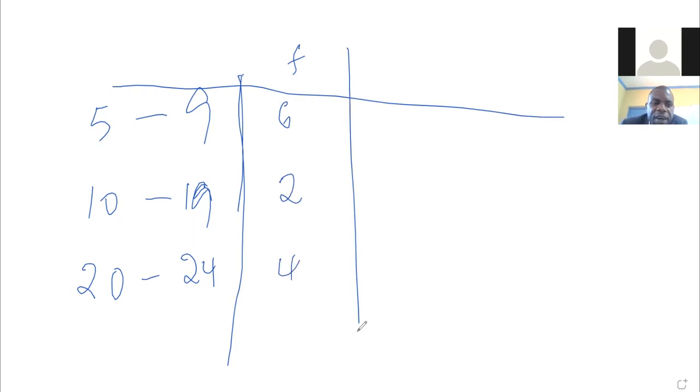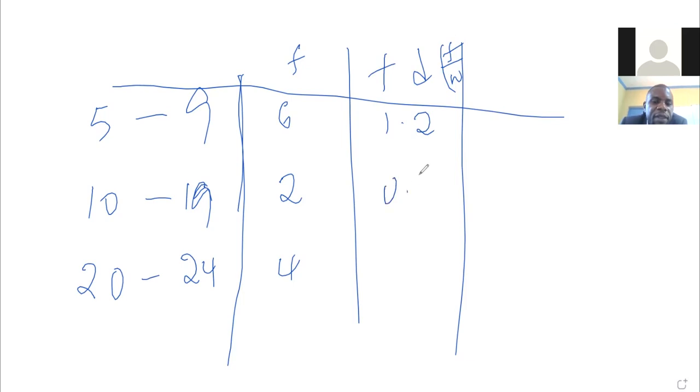So if you look at the class width of the first class, is it 4 or 5? It is 5. Then 10 to 19 is 10, and 20 to 24 is 5. So if I was to do a histogram in that case, I cannot plot the frequency against the class limits. In that case, I'll use what I call frequency density. The formula is you take the frequency and divide by the class width. The first one is 6 divided by 5, which gives 1.2. The next one is 2 divided by 10, which is 0.2. And the last is 4 divided by 5, which is 0.8. So in that case, I'll plot these, but you cannot use the frequency.